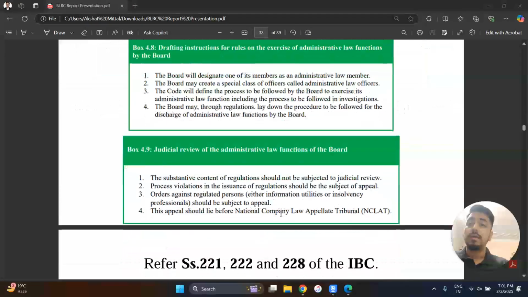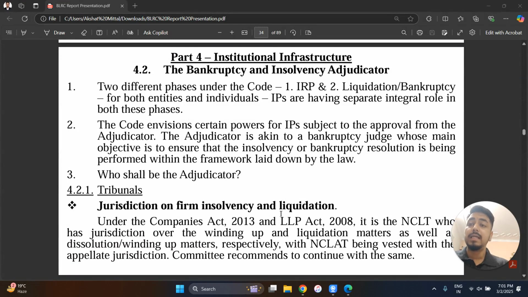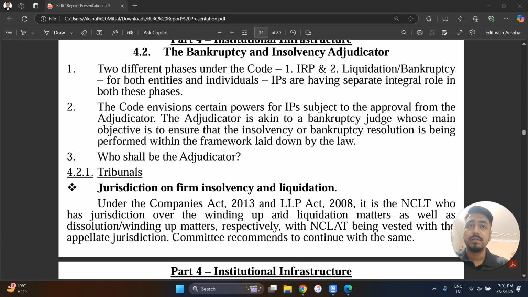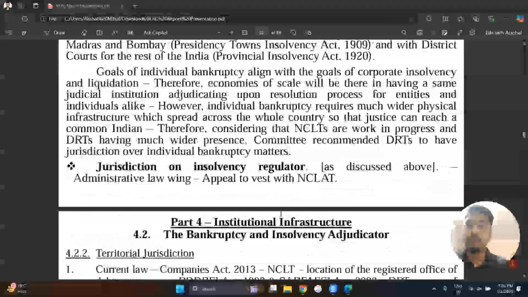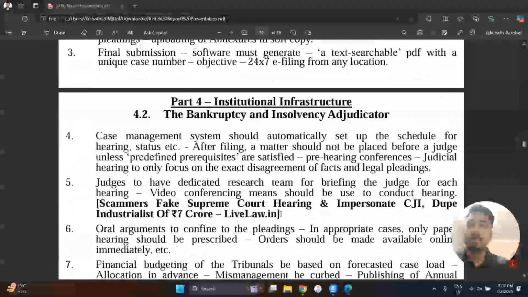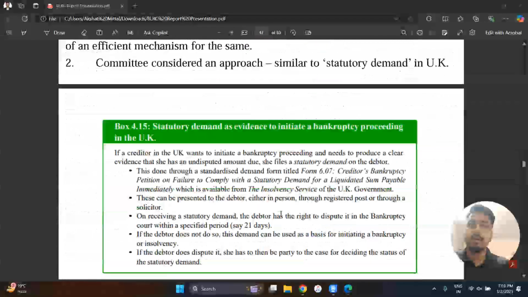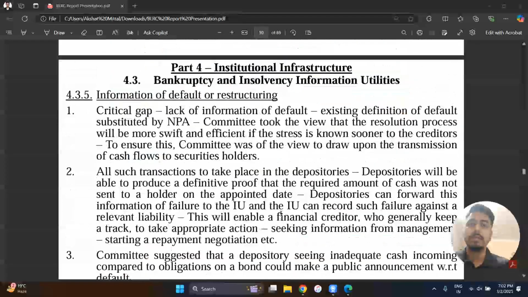Then we move forward and we'll have a look at the bankruptcy and the insolvency adjudicator. Now, when we talk about having an insolvency professional, who is this insolvency professional and what all tasks should this insolvency professional take up? Just a minute, we'll first have a look at the insolvency professional and then we'll come to the adjudicator, who is the NCLT. I'll directly go to the insolvency professional first for easy understanding.